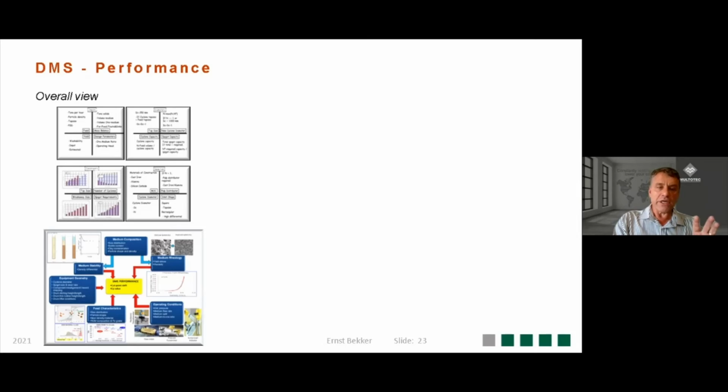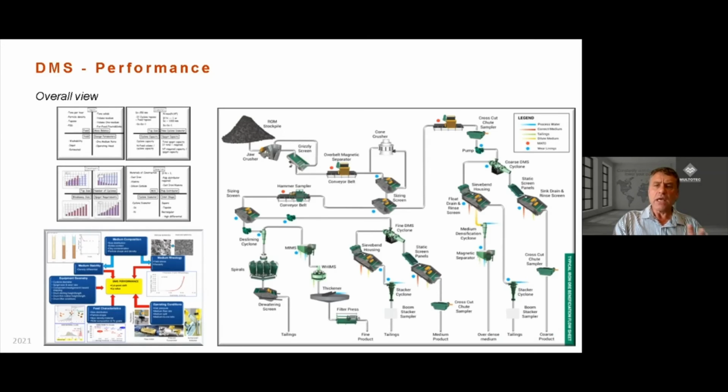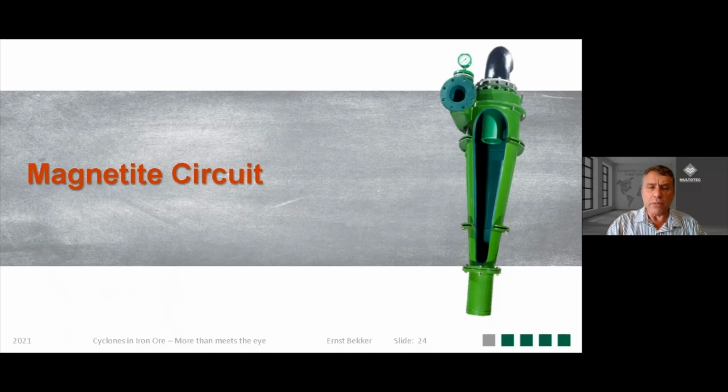So you've got your cyclone selection activity. That's where you get all your information. You need to look at the feed conditions to the cyclone, but then you also need to be able to look at the overall process. If you optimize all three areas, that is where we are performing optimally.